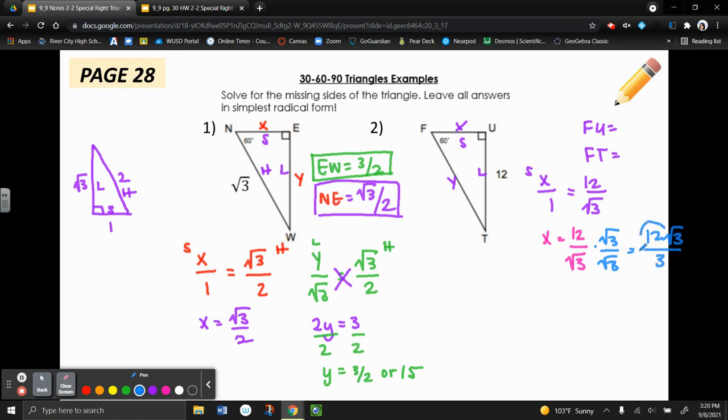And then if we can simplify here, we should. So 12 divided by 3 is 4. So we have 4 times the square root of 3. So x, which is FU, is 4 times the square root of 3.